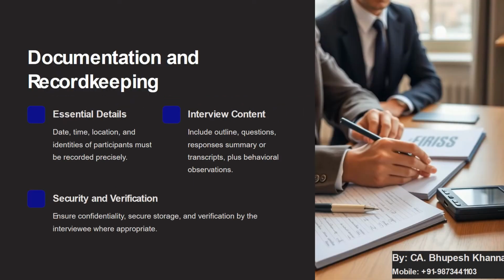Next point is documentation and record-keeping. Documentation of interviews should include date, time, and place, identity of interviewers and interviewee, interview outline and questions, summary or transcript of responses, behavioral observations, sign-off or verification by interviewee, if appropriate. All records must be secure, confidential, and retrievable, in line with the standards under FAIS 320, Evidence and Documentation.